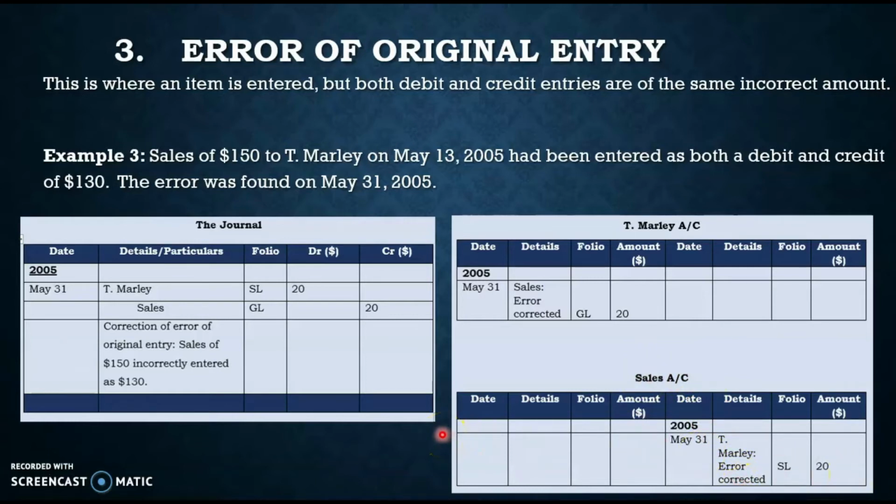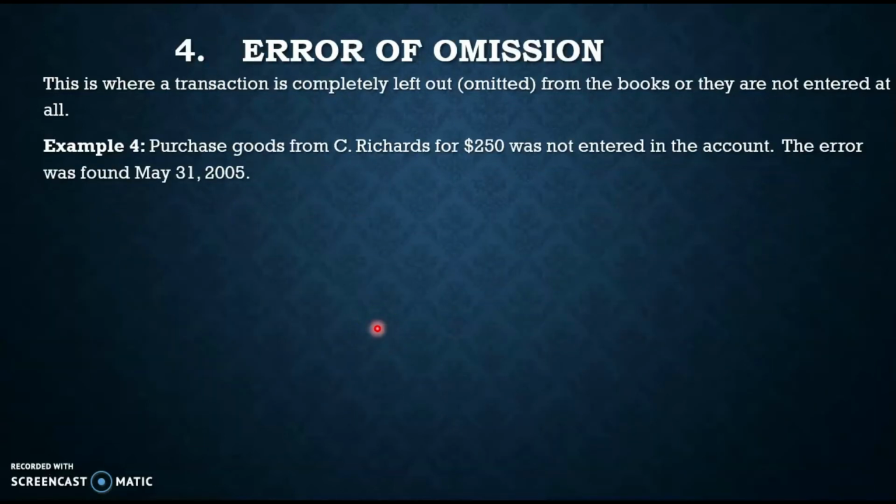So I hope you understand that. The only reason why we placed $20 is because both sides are short by $20. If we had written the 150, then it would have increased it to 280. So it's the difference that you have to put in. All right. Let's move on to error of omission.